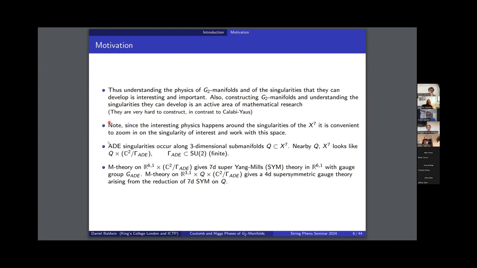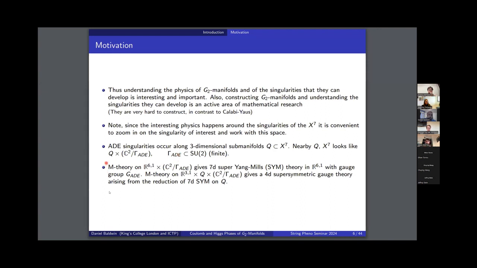Now, since the interesting physics happens around these singularities on our G2 orbifold, it's convenient to zoom in on the singularity of interest that we want to study and work with this local model space. So ADE singularities, which we'll be focusing on here, occur along three-dimensional submanifolds, which I'll call Q, inside our G2 orbifold, sorry. And nearby Q, X7 will look like Q times some ADE singularity, where an ADE singularity is C2 modulo a finite subgroup of SU2.